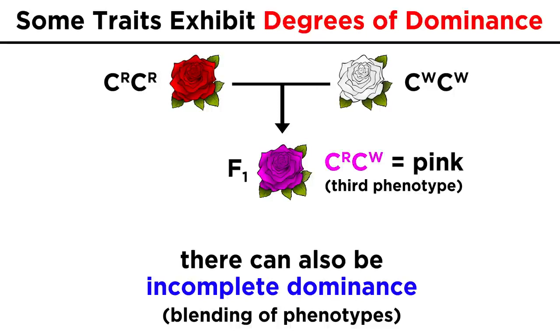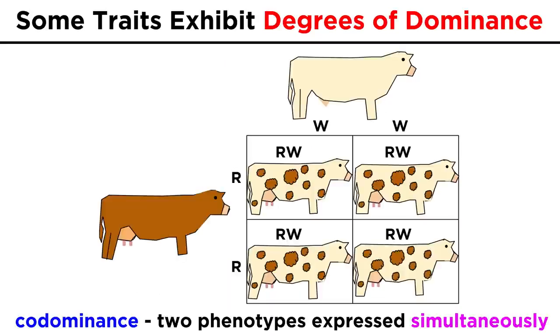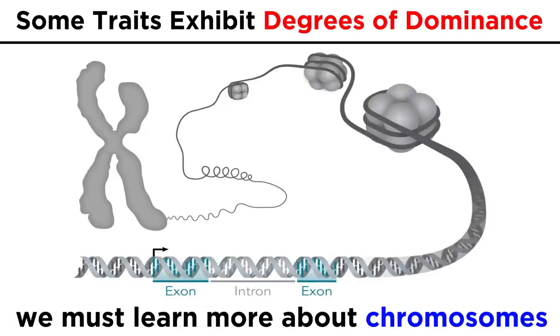But this does not mean that the red and white alleles are gone. If we look at the F2 generation, we get a 1 to 2 to 1 ratio of red to pink to white. The alleles maintain their identities. Codominance is also possible, where 2 different phenotypes are both expressed simultaneously. But this more advanced understanding of genetics requires knowledge about chromosomes that Mendel never had. So let's learn about chromosomes.